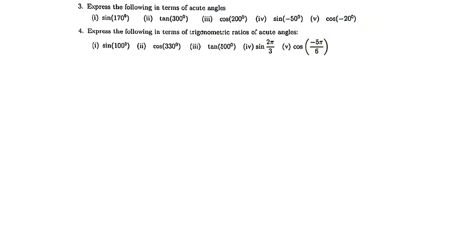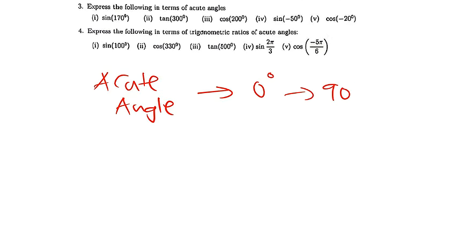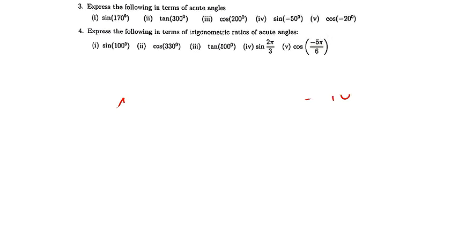Now, question 3 is asking us to express the given angles in terms of acute angles. So we have to understand, because we can see actually question 4 is having the word acute angle. So from my understanding, an acute angle is an angle that is between 0 and 90, or in other terms, between this range, the first quadrant to be specific, that's acute. So whenever they're asking you for that, all they're doing is asking you to find the angles in the first quadrant.